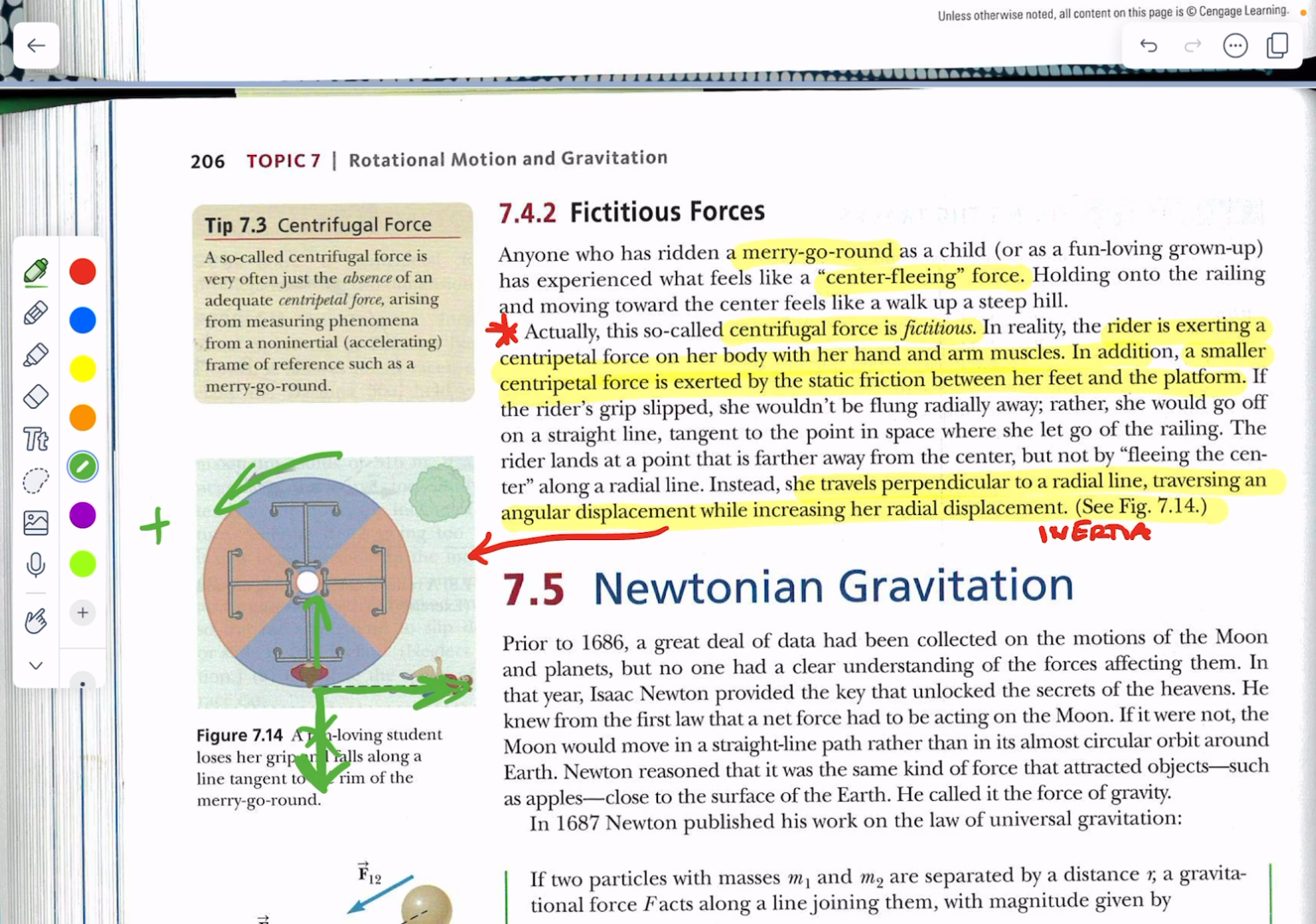So we're going to stop right there, and the next screencast will pick up on how all this relates to Newtonian gravitation.